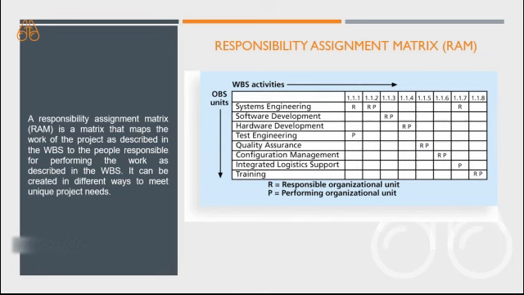Next, a responsibility assignment matrix is a matrix that maps the work of the project as described in the WBS to the people responsible for performing the work as described in the WBS. It can be created in different ways to meet unique project needs.